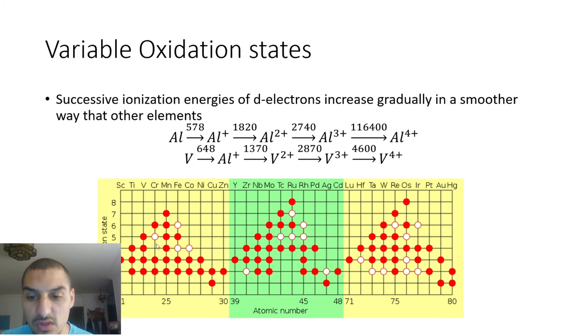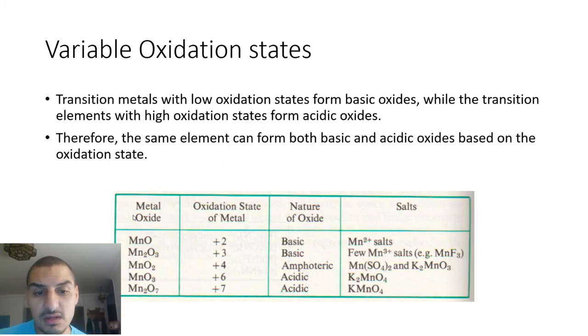Chromium will be 2, 3, 5, and 6. But 5 is not very common. That's why they put it in a white circle. Manganese can go from 2, 3, 4, 5, 6, up to 7, and so on. So this is how the oxidation states are arranged for each one of these transition elements. And we'd expect that these variable oxidation states will reflect on the properties of the compounds formed by the transition elements that have different oxidation states.